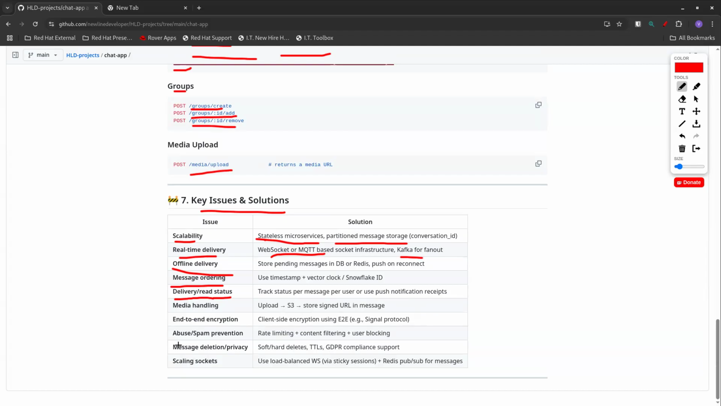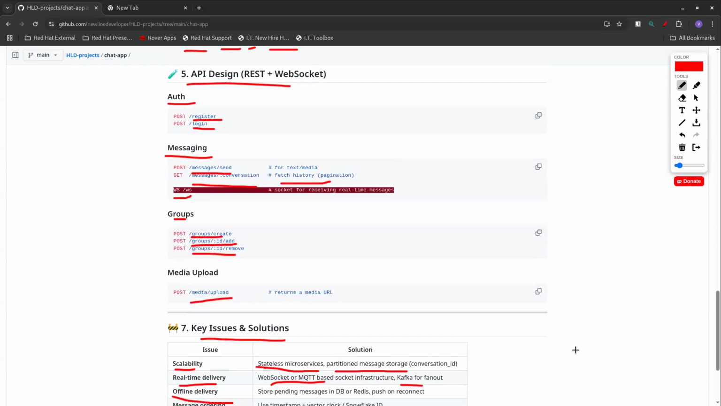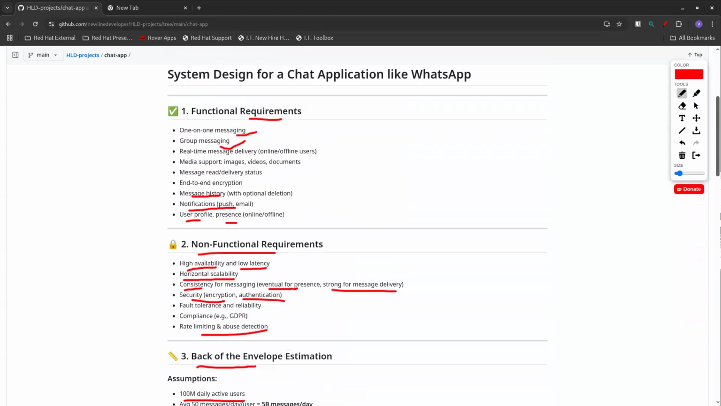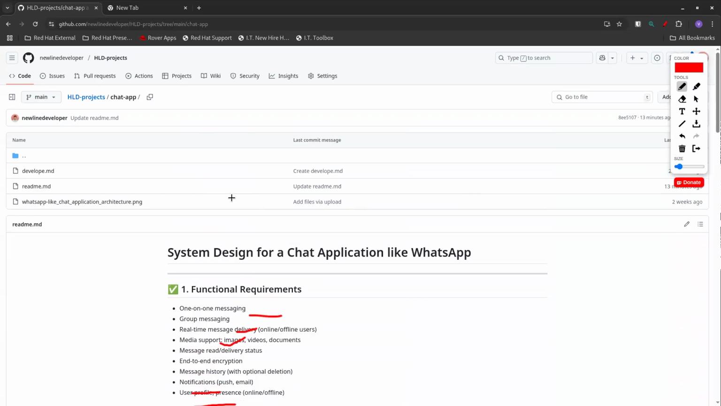Abuse and spam prevention: rate limiting, content filtering and user blocking, we can follow. Okay, message deletion and privacy: soft or hard delete. Okay, and then TTL, time to live, and GDPR compliance support that we can do. And scaling sockets: use load-balanced WebSockets via sticky sessions. Okay, so that will help us scale the concurrent socket connections, and Redis for pub/sub messages. These are the key issues and these are the solutions we can apply. Okay, now let's move to the high-level architecture.